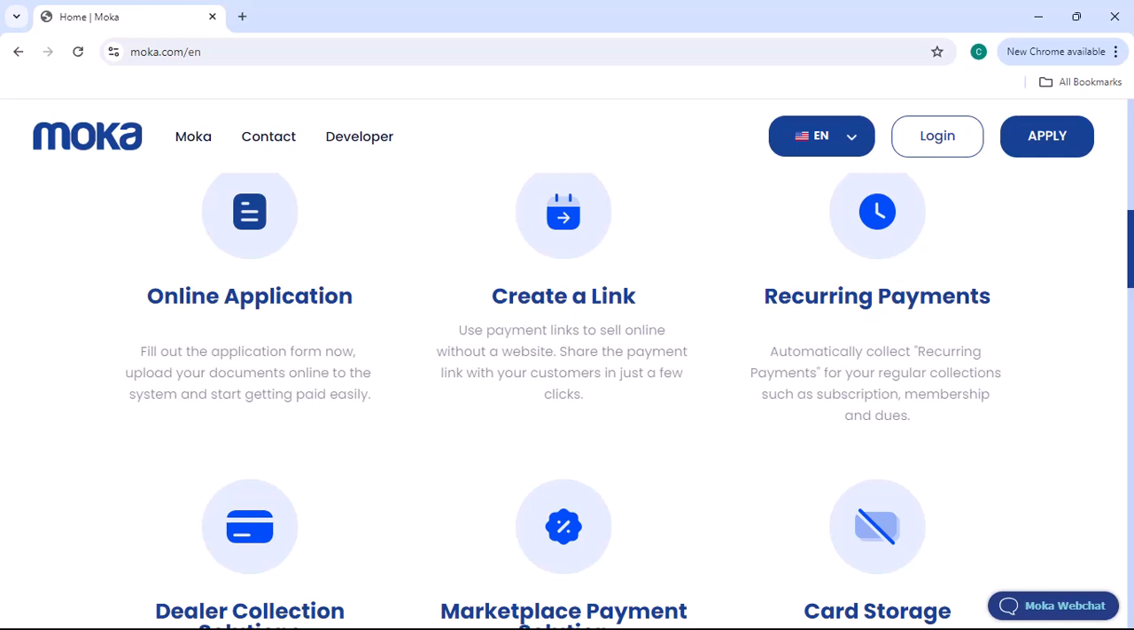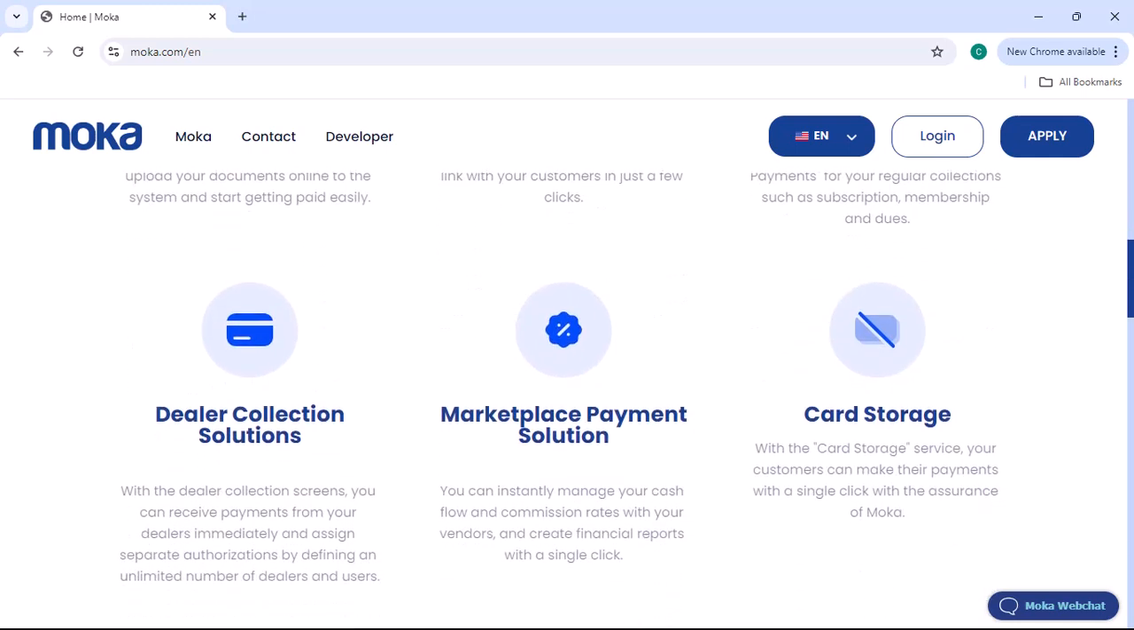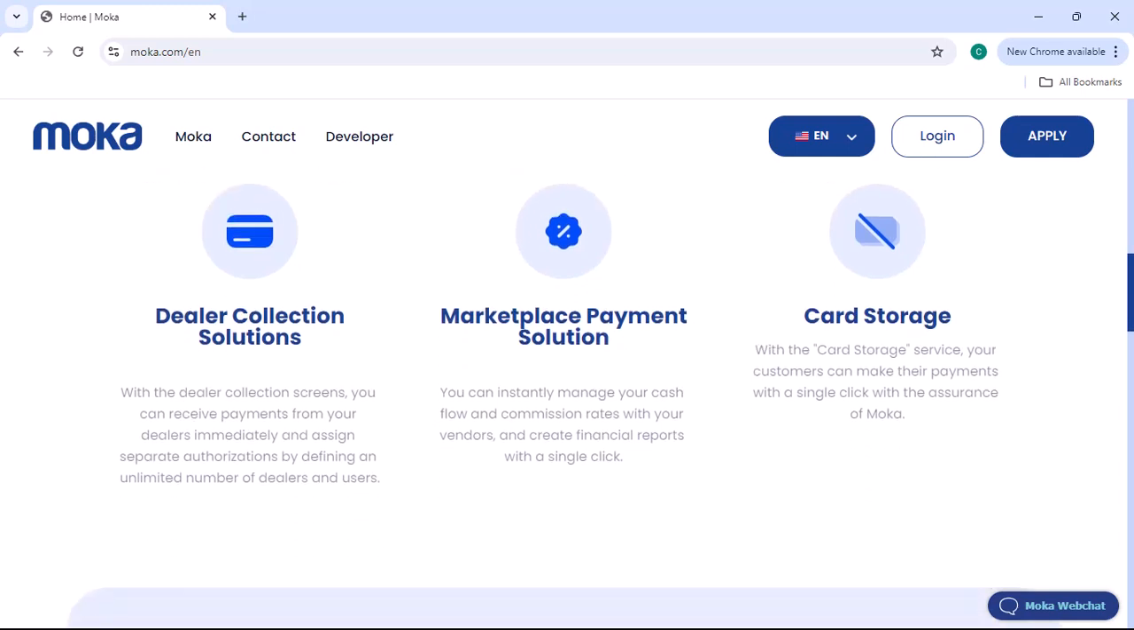But like any service, there are costs involved. So, the big question we're tackling today is, what are the fees for using Moka?